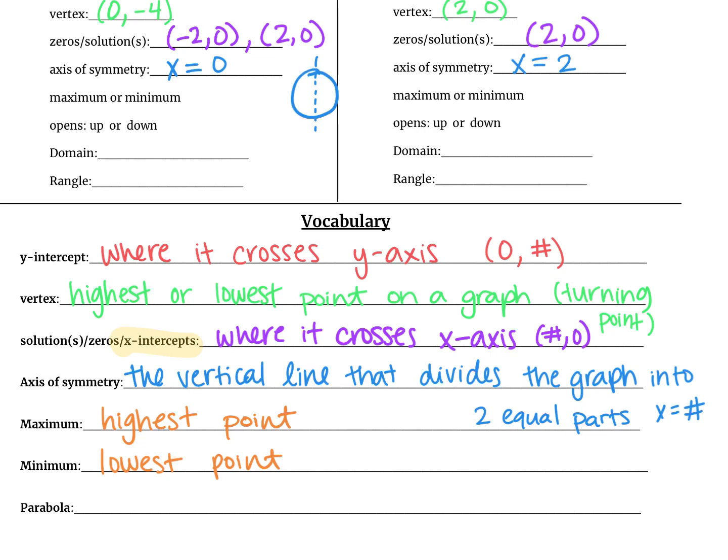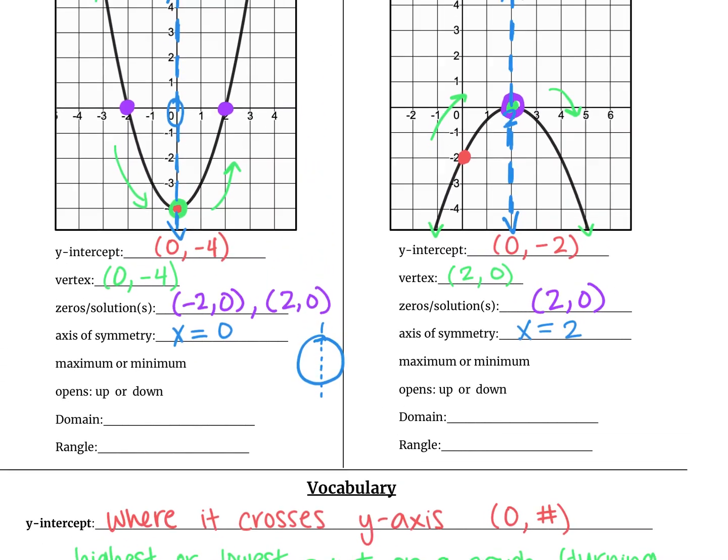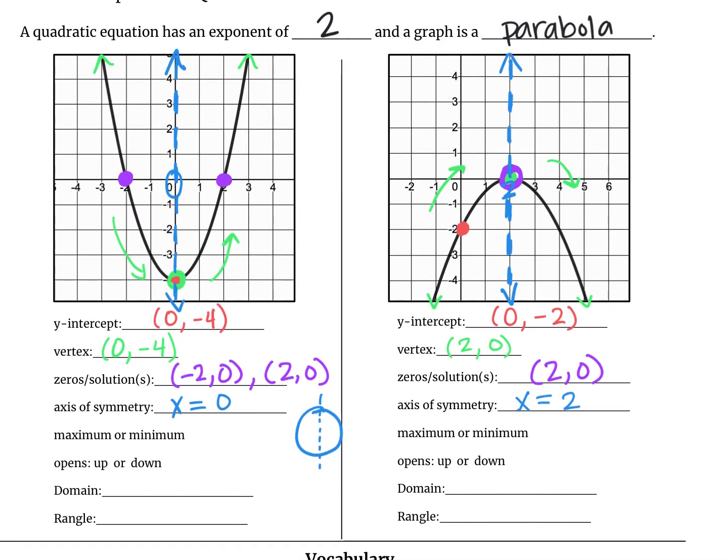So let's look at these graphs. All right, so my first graph, since my vertex, remember we said it was at the lowest point here, that means this has a minimum. It has a minimum value, and that minimum value is at the y value there, which is at -4. So if you're ever asked what's the minimum value, it would be -4.